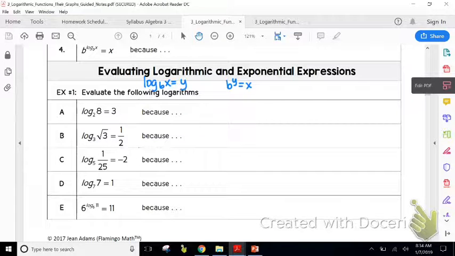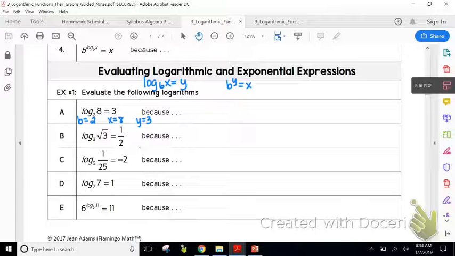So I'm going to go through this. Log base 2 of 8 equals 3. What is my base? 2. Of x. What is my x? 8. Equals y, which is 3.